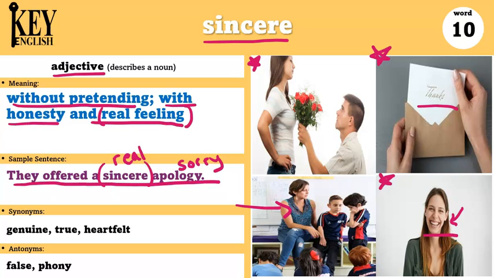So something sincere is something that feels real. Some synonyms are genuine, true, and heartfelt. Antonyms are false and phony. Phony is like saying something is fake.